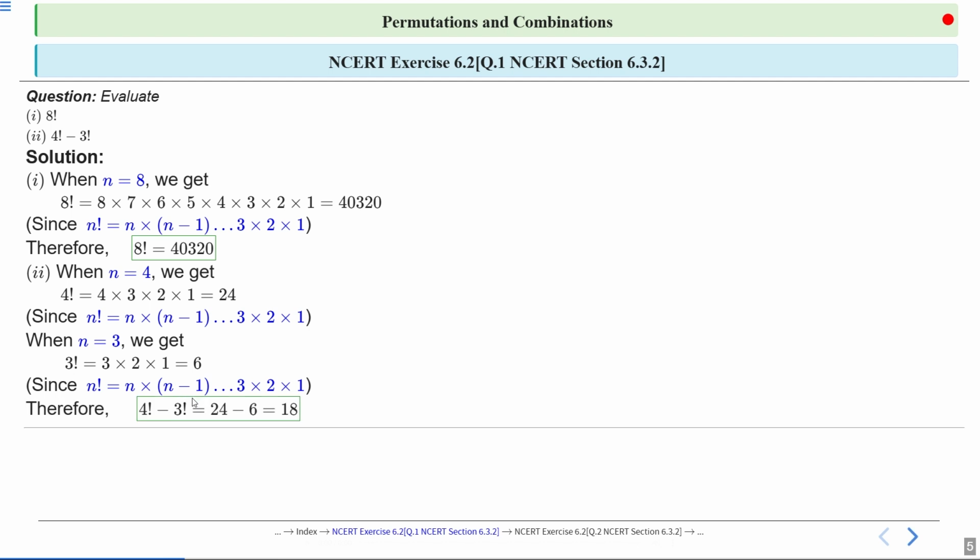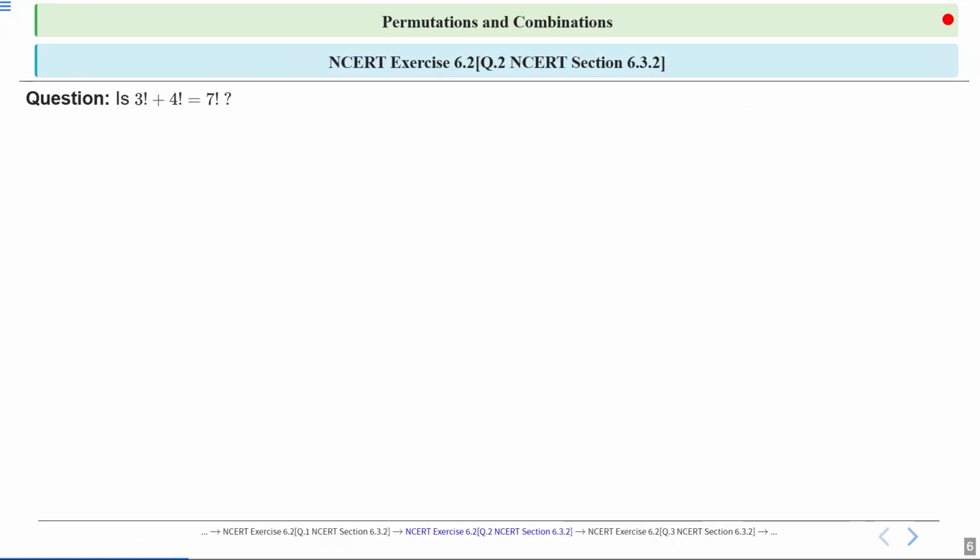Now we can calculate the value of 4 factorial minus 3 factorial. So this is 24 minus 6, which equals 18. Clear? So 4 factorial minus 3 factorial, this is equal to 24 minus 6 is equal to 18. I hope it is clear to all of you. So now let's move to the next question.